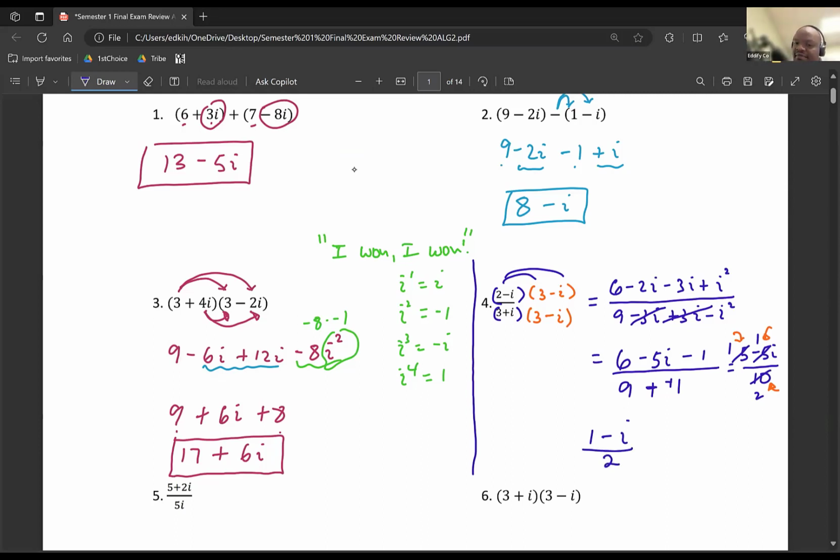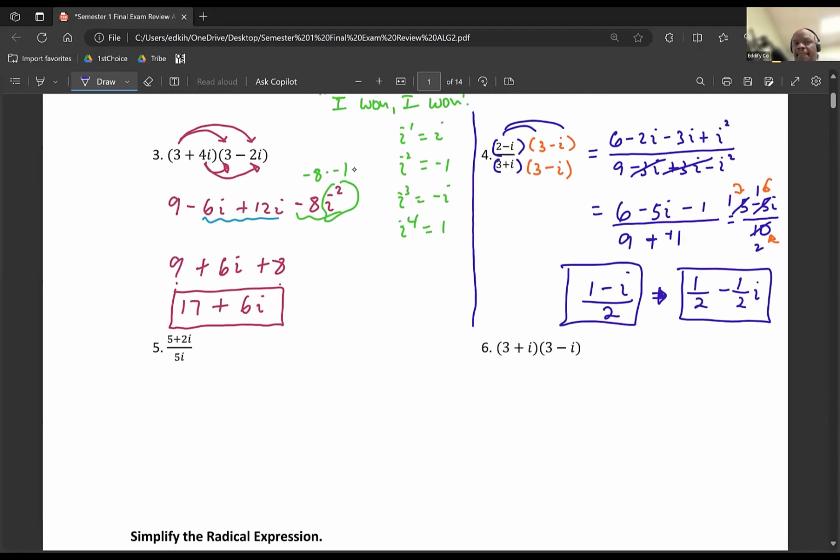So this is acceptable, but some teachers really want this in standard form fully, and you would write it as 1 over 2 minus 1 over 2i. So could you ask your teacher if she wants this or this? They're both correct, but it depends on what the teacher wants.